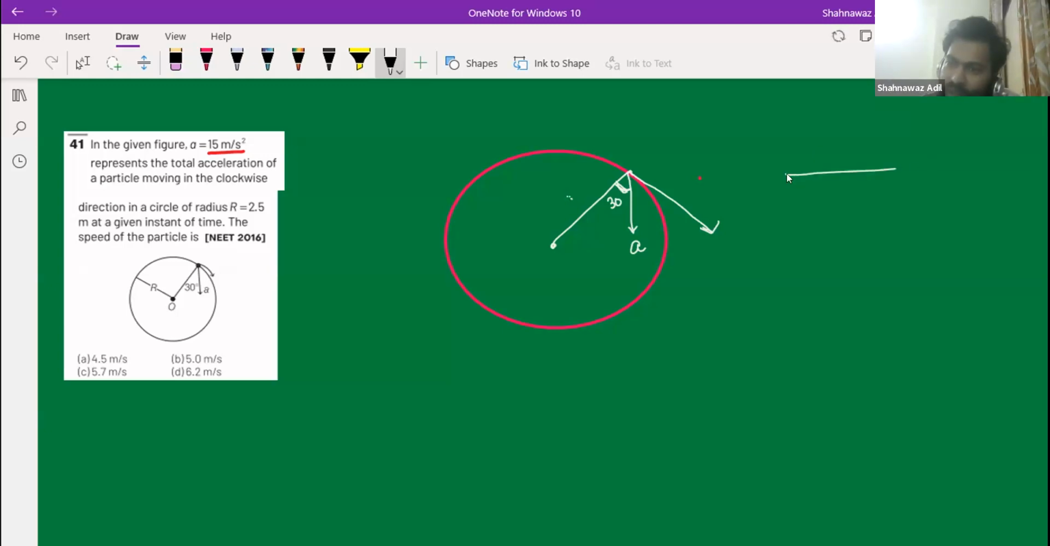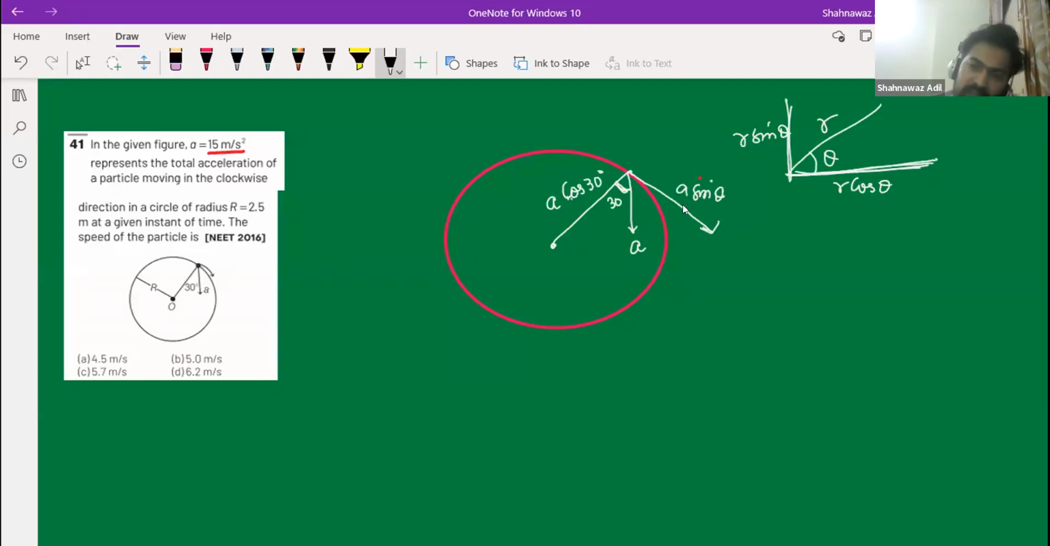Let me just remind you of the resolution of a vector. This is theta. Let's say this is some r. So what was this component? This was horizontal, so how much was this? r cos theta. This was r sine theta. Similarly, how much would be this thing? This would be a cos 30. This would be a sine 30, the vertical part.